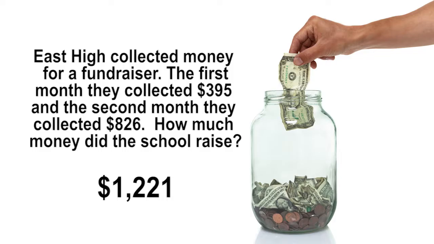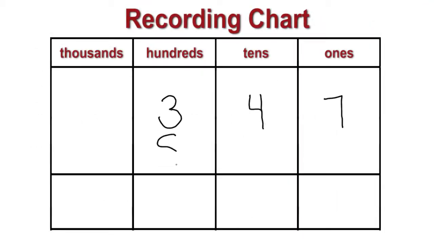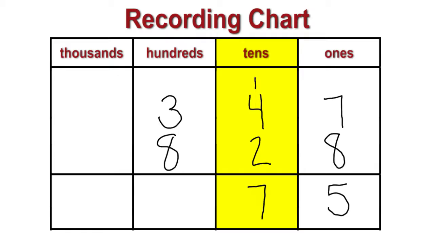So the fundraiser raised a total of $1,221. The last problem we will solve today is 347 plus 828. I write the numbers on my record chart, making sure each digit is lined up accordingly. First, I add 7 ones and 8 ones to get 15 ones, or 1 ten and 5 ones. Next, I add the tens. 1 ten, 4 tens, and 2 tens added together is 7 tens. There is no regrouping necessary in this step.